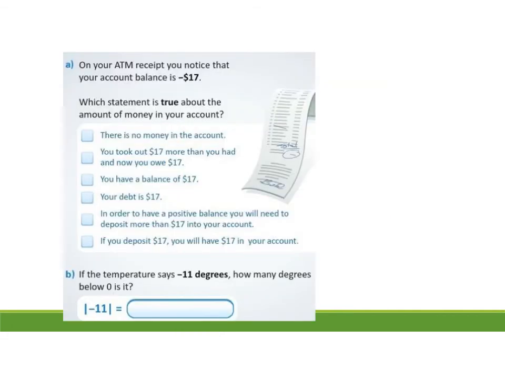All right, I'll read this one. Part A, on your ATM receipt, you notice that your account balance is negative 17 bucks. Which statement is true about the amount of money in your account? And then part B, if the temperature says negative 11 degrees, how many degrees below 0 is it? So see if you can find the answers to these 2.